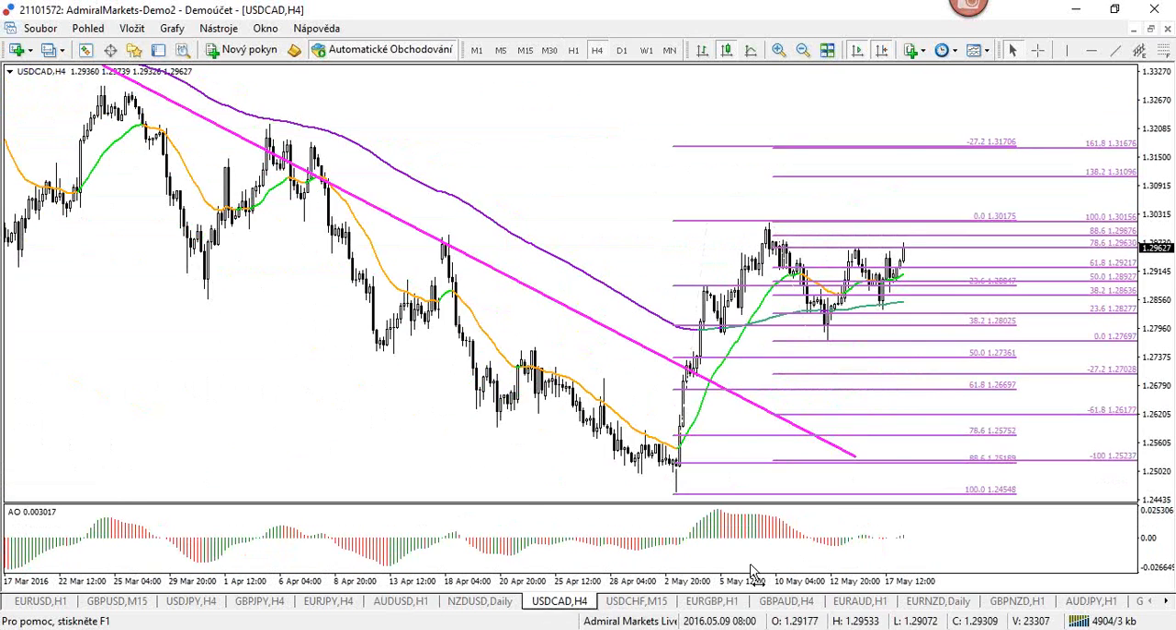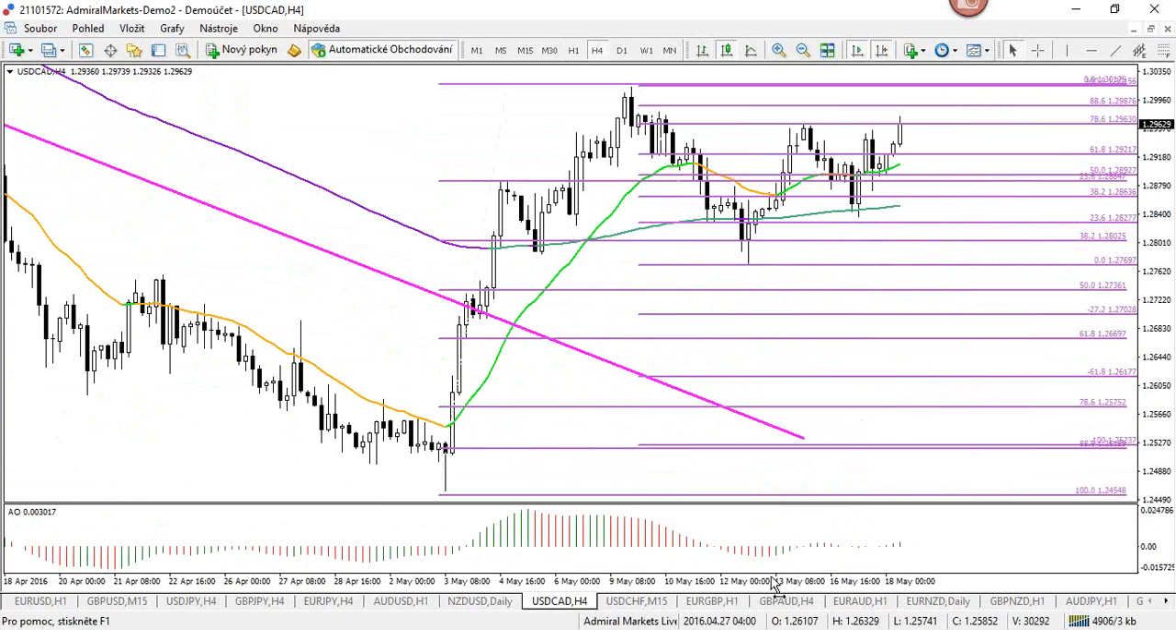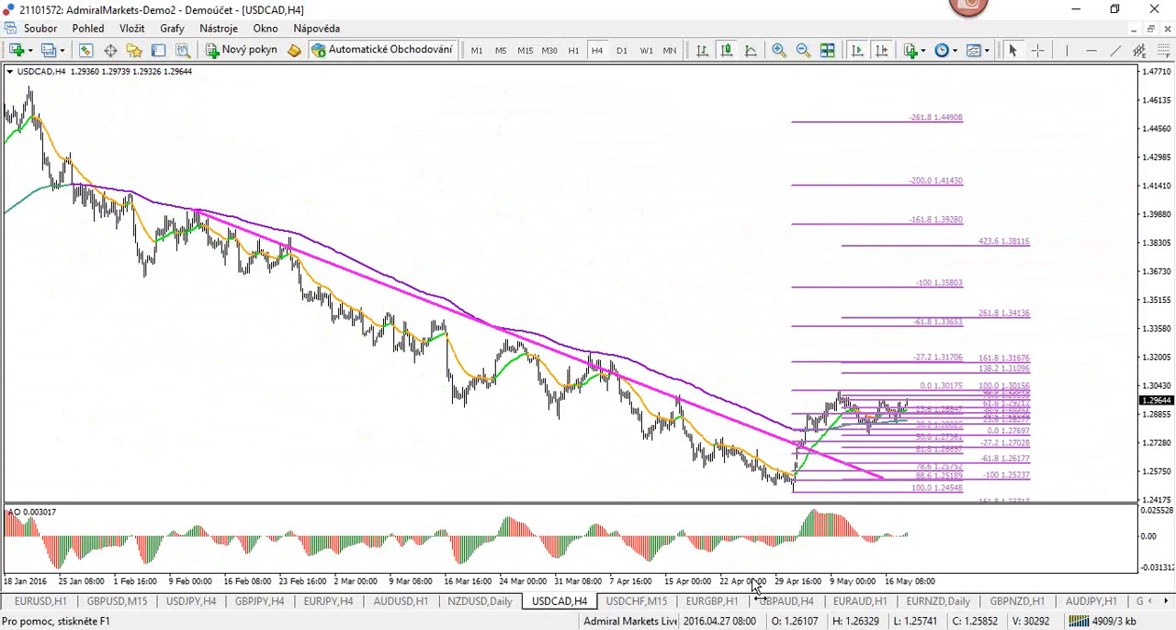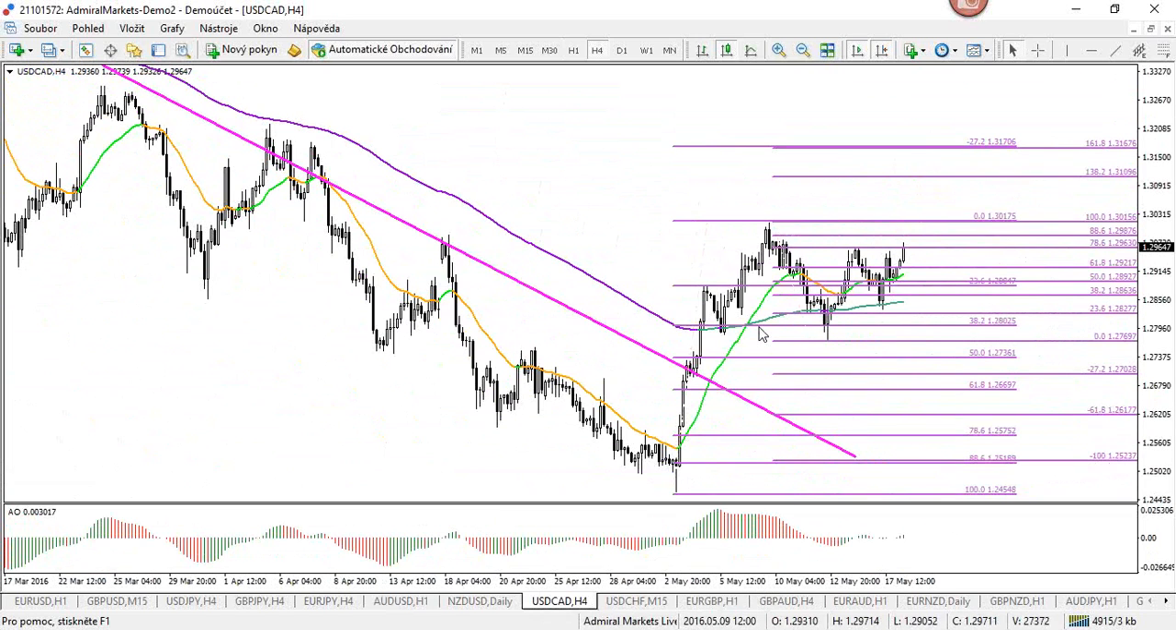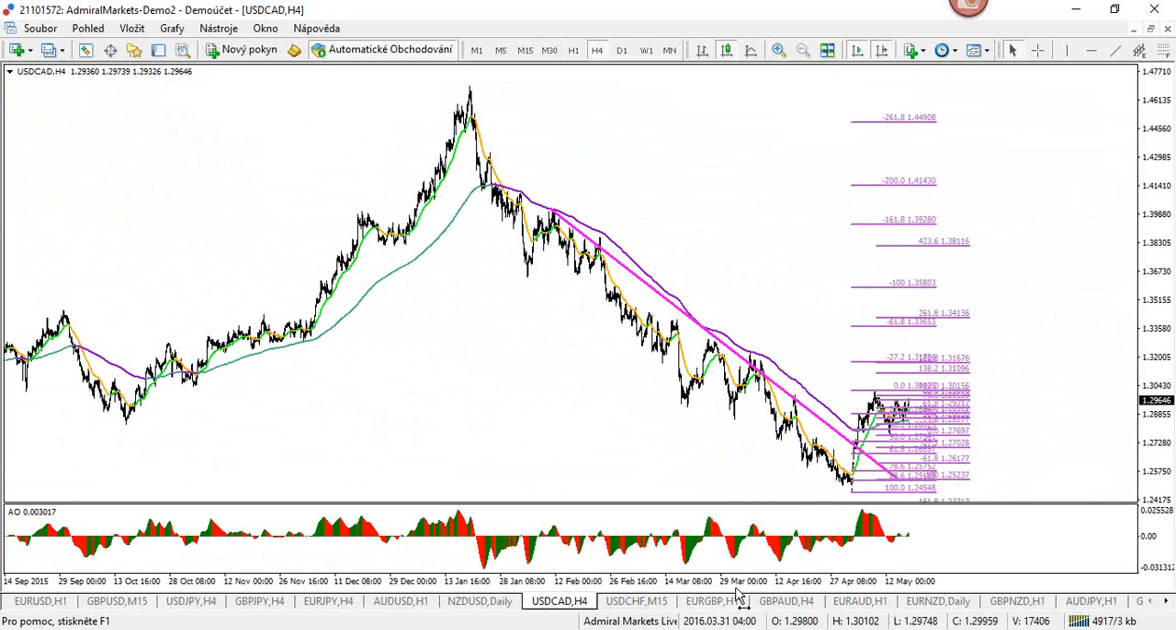Dollar CAD is moving up. And the break continues after the trend line. I don't see any trade at this moment, personally.